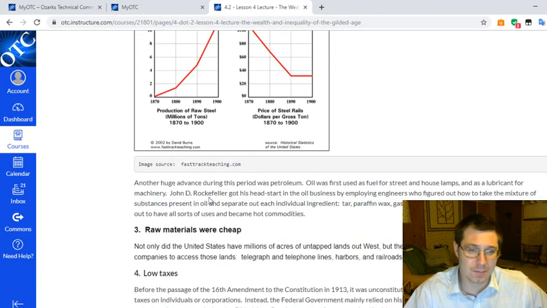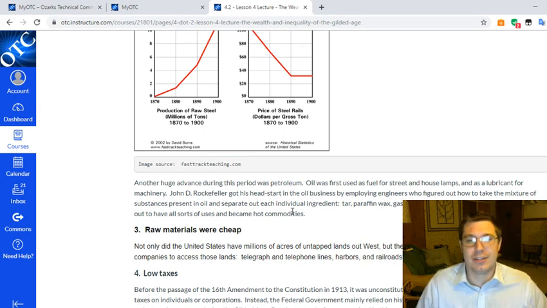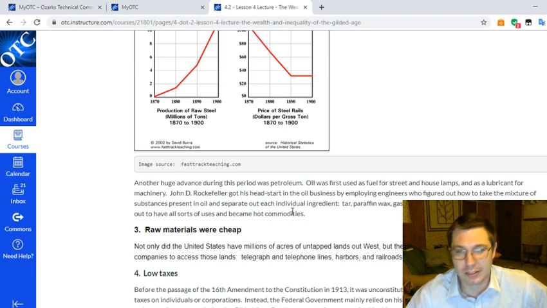Another huge advance during this period was with the oil industry, with petroleum. Oil was first used as fuel for street and house lamps and as a lubricant for machinery. John D. Rockefeller got his head start in the oil business by employing engineers who figured out how to take the mixture of substances present in oil and separate out each individual ingredient, such as tar, paraffin wax, gasoline, etc. These products of oil refining turned out to have all sorts of uses and became hot commodities.